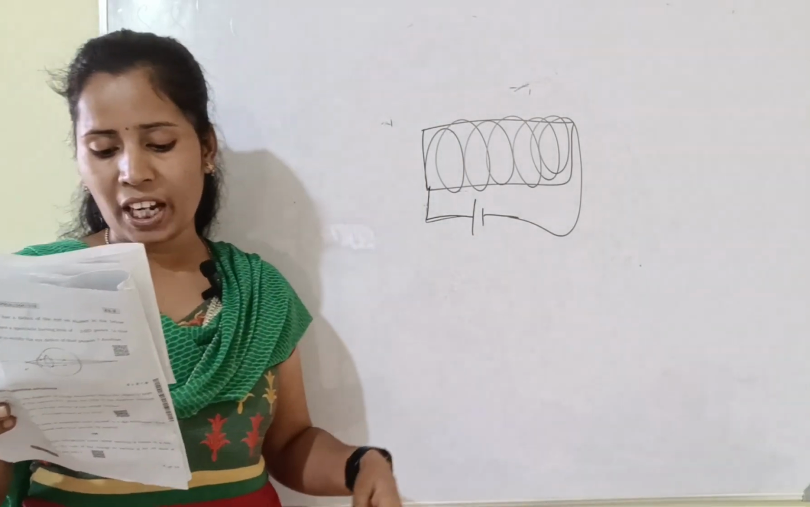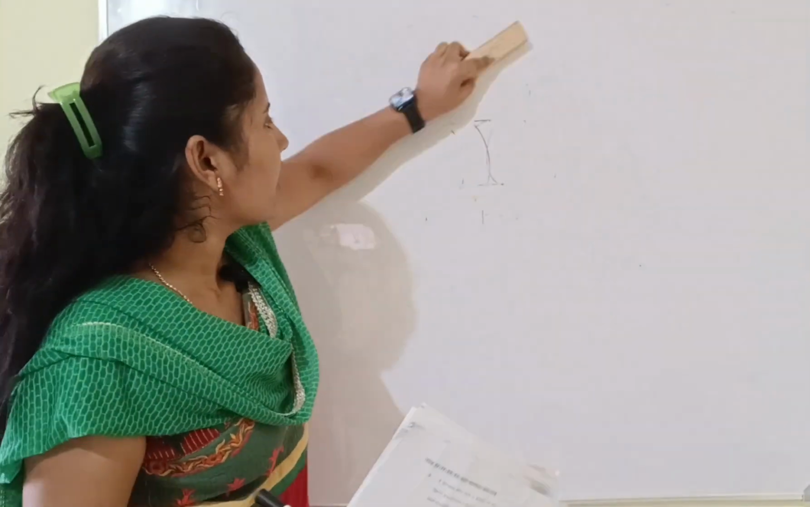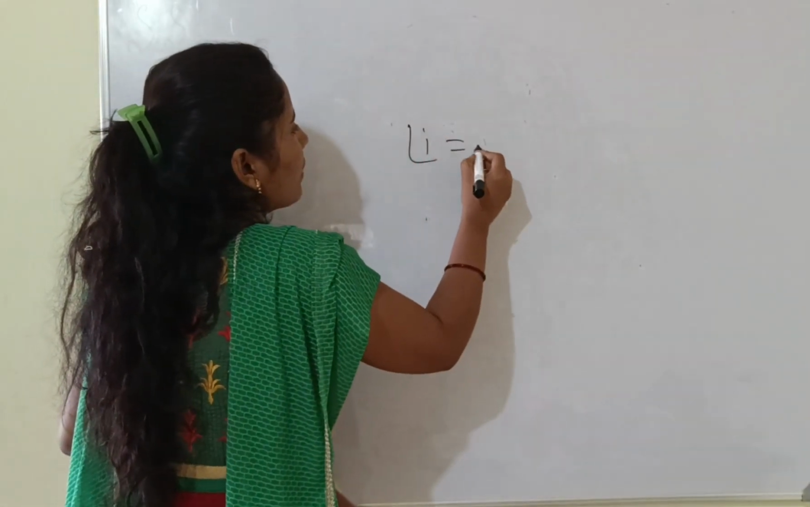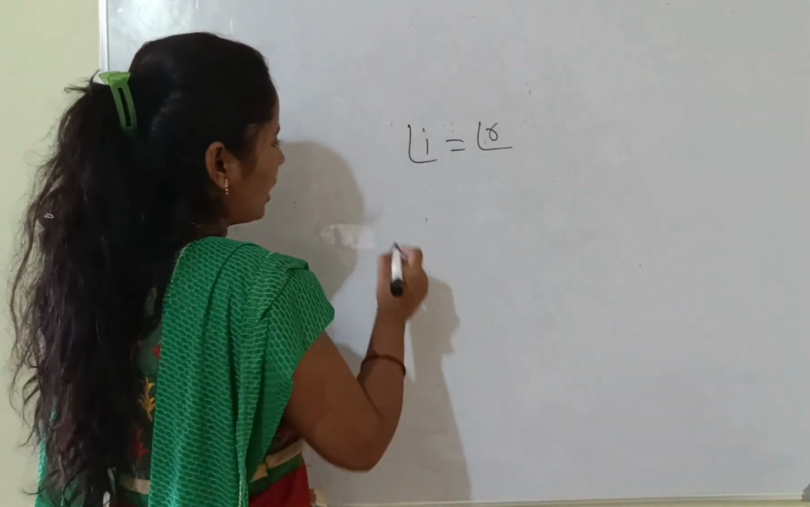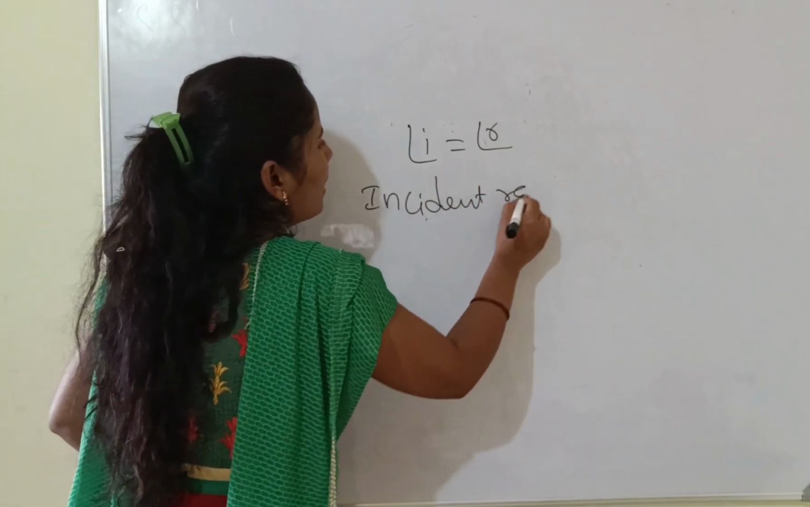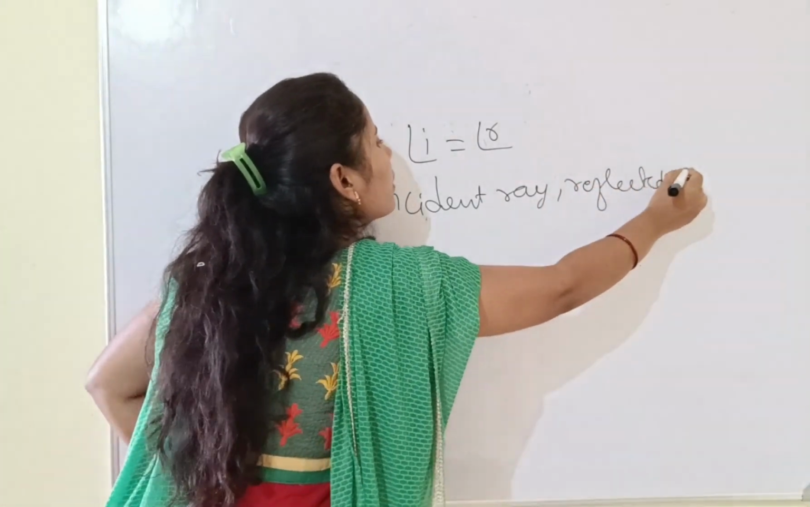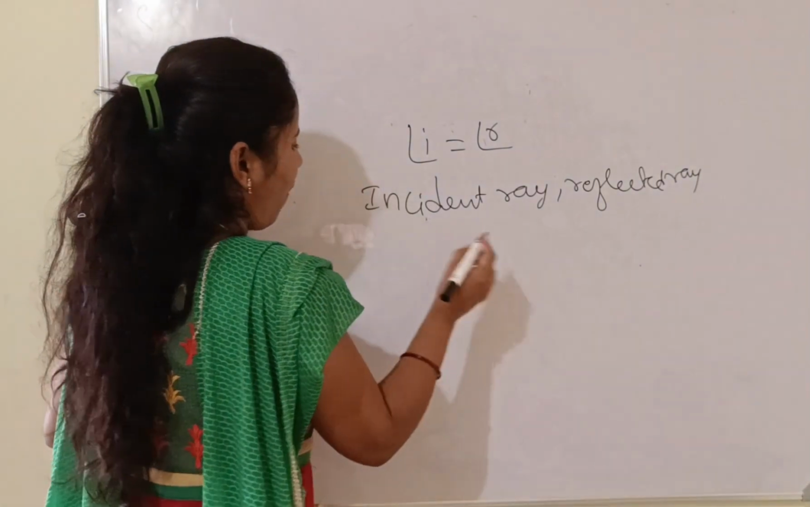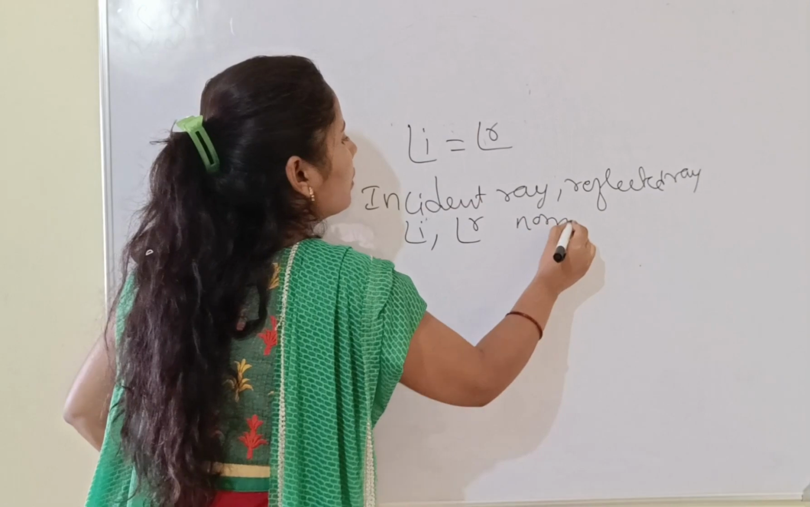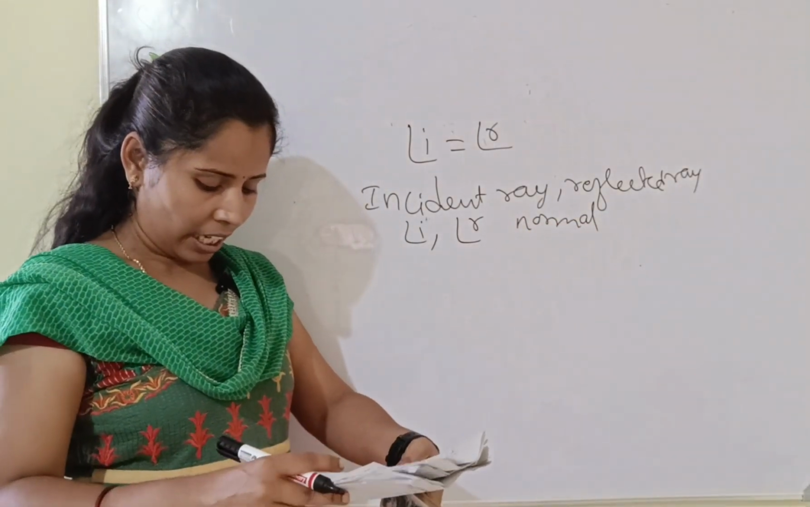State two laws of reflection of light. So this is a very easy question. Laws of reflection of light. You all know angle of incidence is always equal to angle of reflection. Incident ray, reflected ray, angle of incidence, angle of reflection and normal all lie in the same plane. Right.